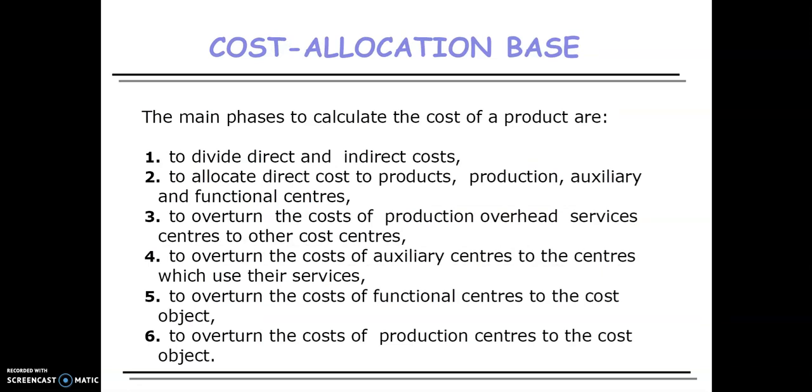The main phases to calculate the cost of a product are: to divide direct and indirect costs; to allocate direct costs to products, production, auxiliary, and functional centers; to overturn the costs of production overhead services centers to other cost centers; to overturn the cost of auxiliary centers to the centers which use their services; to overturn the costs of functional centers to the cost object; and to overturn the costs of production centers to the cost object.